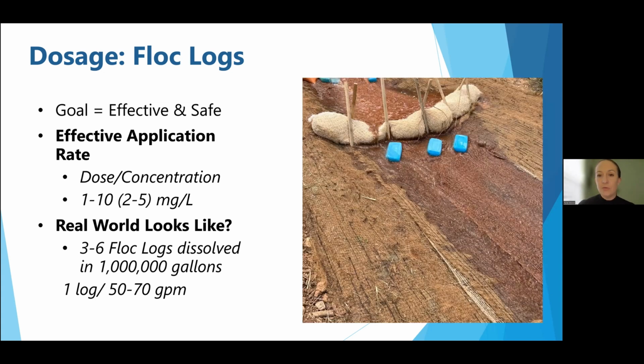And again, we're not always recirculating. So when we do a flow through system, the way that we dose that would be based on the flow rate. Typically, for anything under about 800 to 1,000 gallons per minute, we're using 1 FlockLog for 50 to 70 gallons per minute. If we start getting into higher flows, we adjust that rate to get the dosage honed in. But that's a general rule of thumb of how we would do those flow through systems and how we dose them.